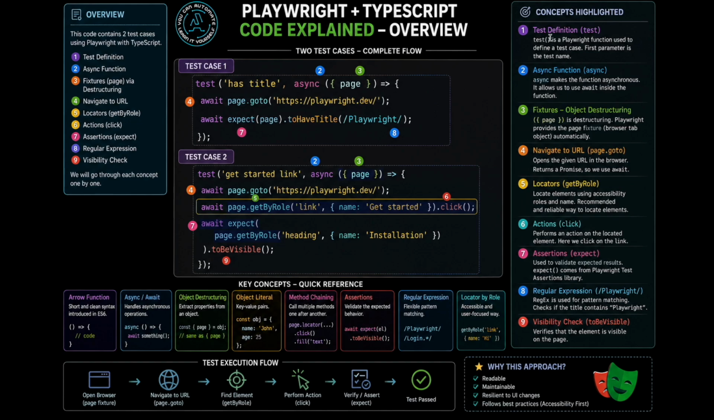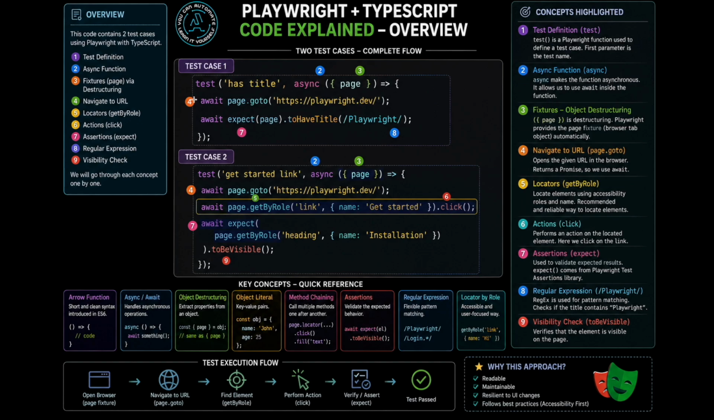The first thing is a test definition. Anything which is starting with the test and the bracket is called as a Playwright function, and this is how we can define the test case. And there is a second thing, which is async. This is a very important concept in TypeScript. So async makes the function asynchronous.